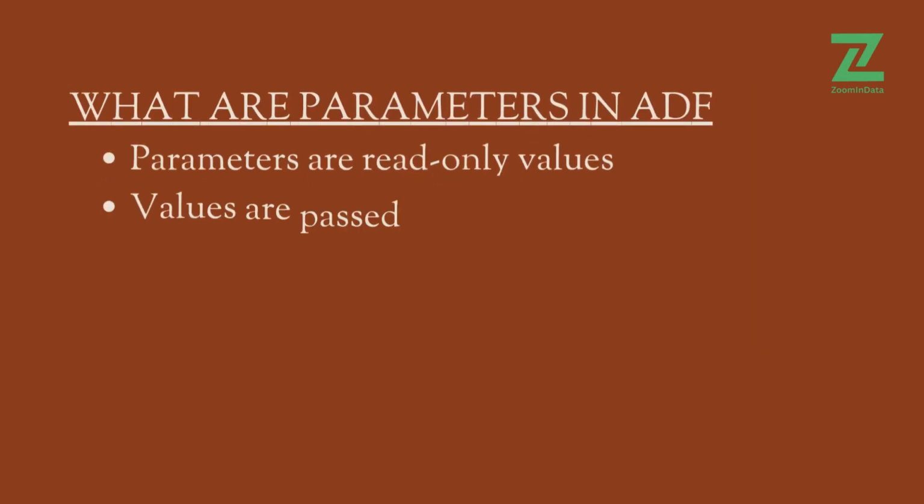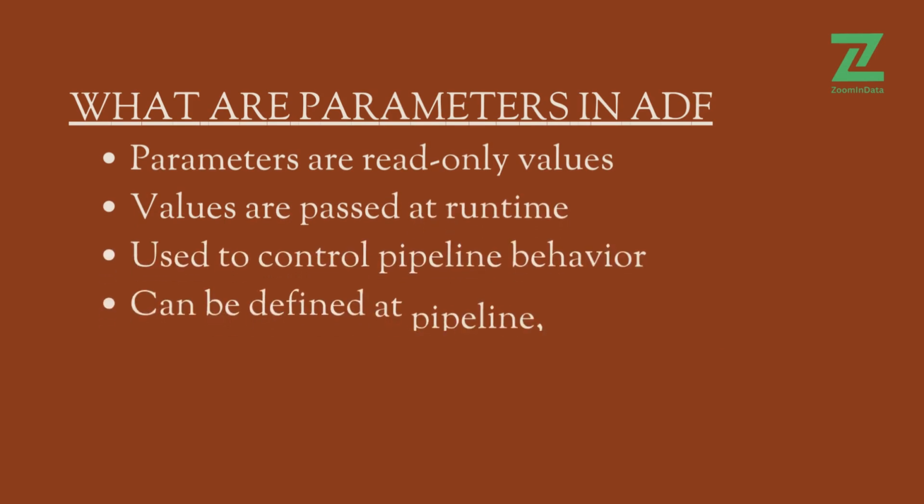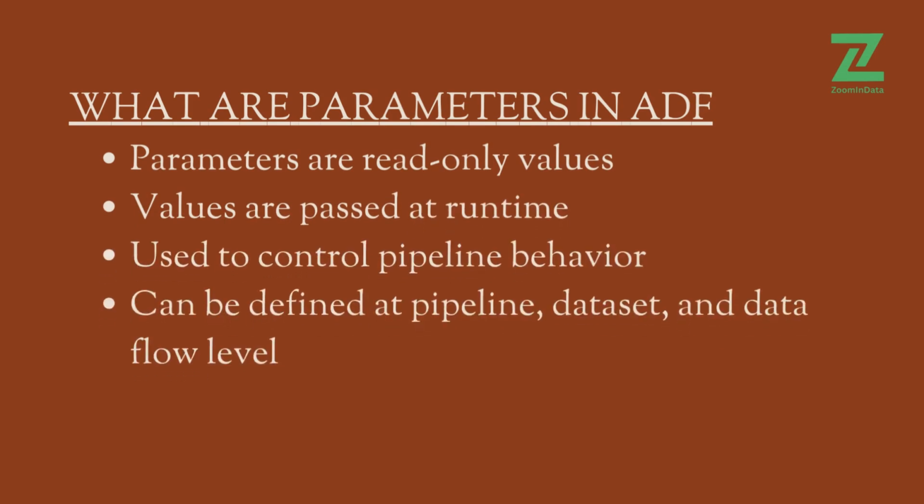Parameters in Azure Data Factory are read-only values. This means once a value is passed, it cannot be changed during execution. Parameters are usually provided at runtime. They are mainly used to control how a pipeline behaves. You can define parameters at the pipeline level, dataset level, and data flow level.